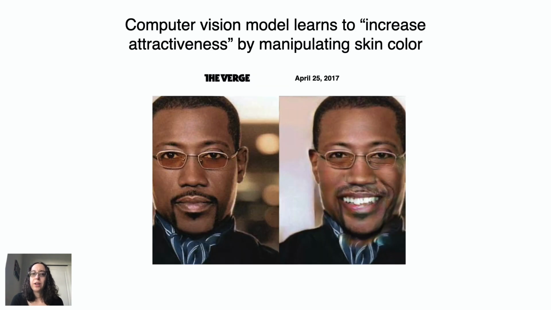So let's start with a grounding example. In 2017, news broke out about a photo app based off of a computer vision model that learned to increase the attractiveness of a photo. And it did so by primarily manipulating skin color. Now, putting aside the issue of why you would want to build an app for increasing attractiveness in the first place, let's ask instead, why does something like this happen?